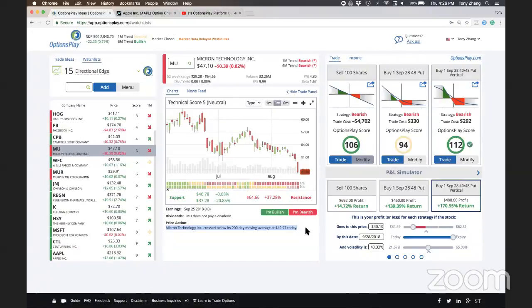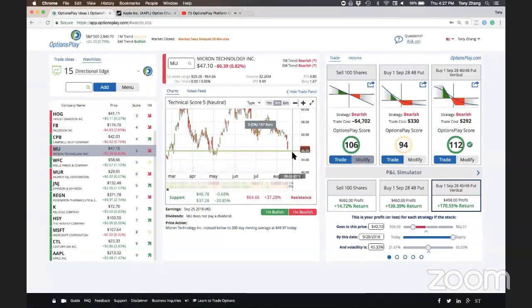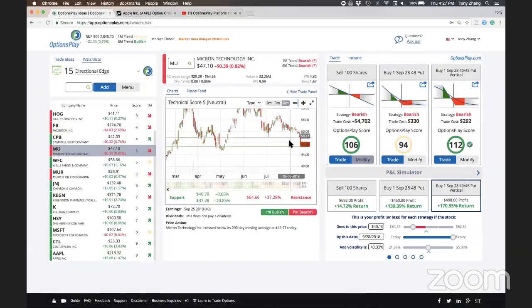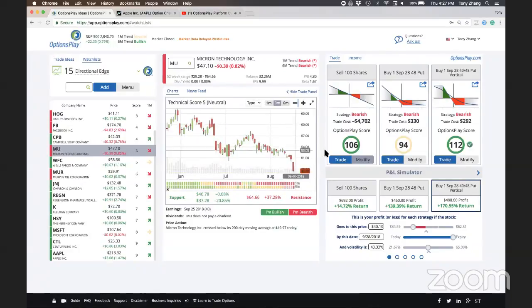So once you gain a directional view on any underlying stock, so let's say we're looking at Micron here, and we feel that this is a bearish stock and it's going to continue going lower. As you can see, this was a very strong stock for a very long time, but it's starting to break lower. So perhaps you think that this stock's going to start moving lower. How do you actually take advantage of that?